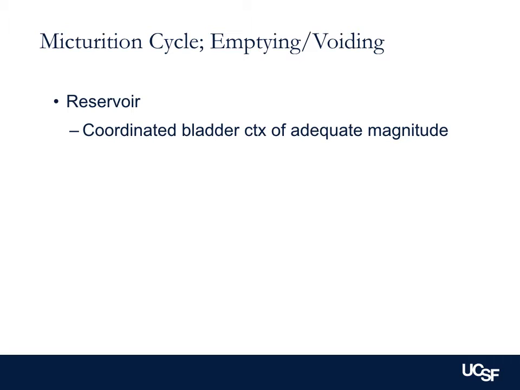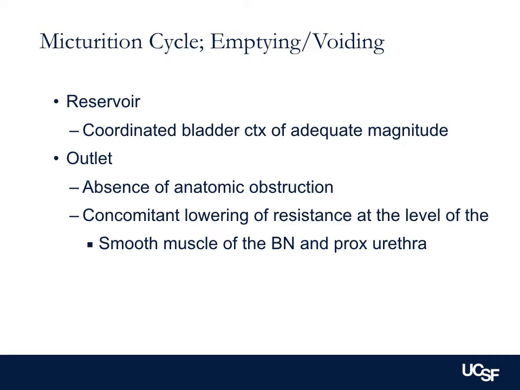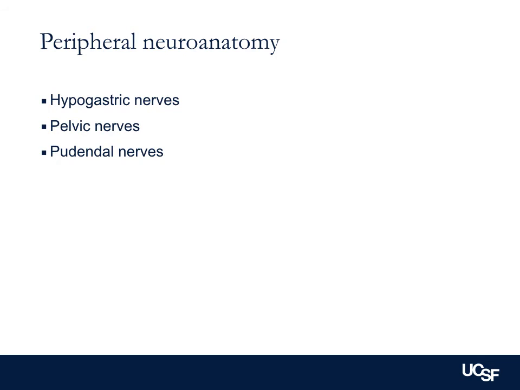All right, so moving on to emptying and voiding. The reservoir during emptying needs to have a coordinated bladder contraction of adequate magnitude and duration so that the bladder can empty completely every time. And the outlet needs to have an absence of anatomic obstruction and concomitant lowering of resistance at the level of both the smooth muscle of the bladder neck and proximal urethra and at the level of the striated muscle that surrounds the urethra. So those are the broad concepts of what you want to have during normal voiding.